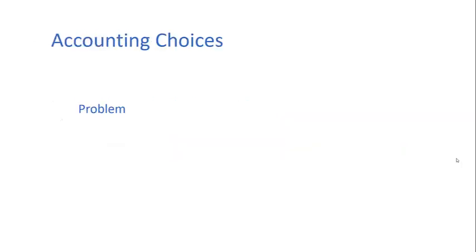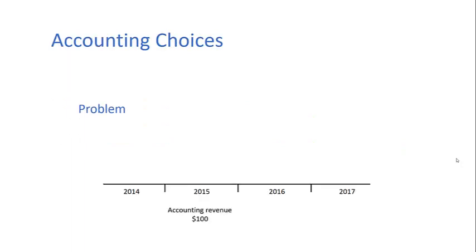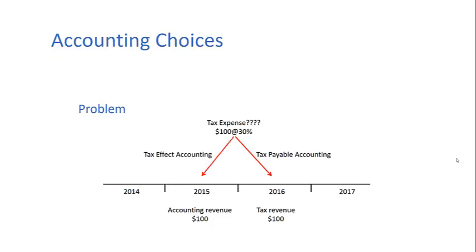To demonstrate what the accounting actually looks like, it's probably best to think about a very simple practical example. We have a firm which recognises $100 worth of revenue in 2015. That revenue is not recognised until 2016 for tax purposes, different rules on revenue recognition. So the question then becomes, when do we recognise the tax expense associated with that revenue? $100 at 30 cents, $30. Do we recognise the tax expense when the tax becomes payable, which is 2016? Or do we recognise the tax expense when we recognise the revenue for accounting purposes?